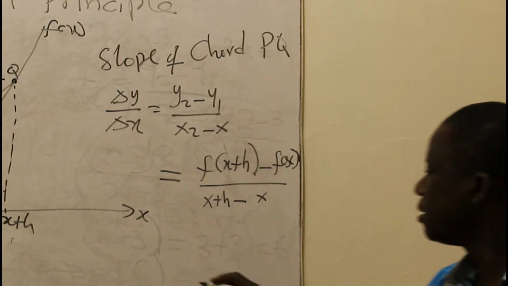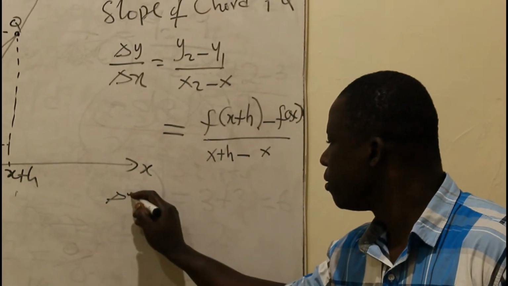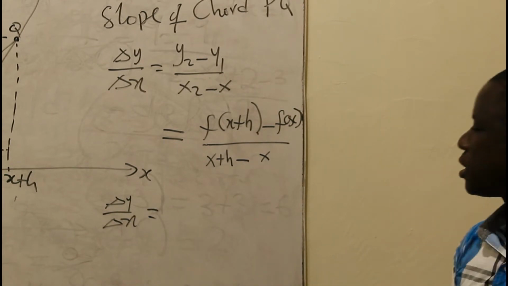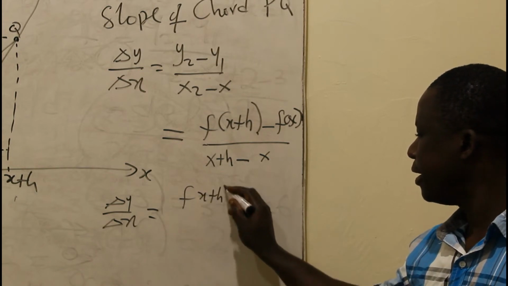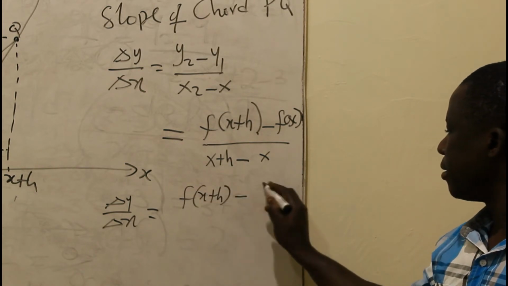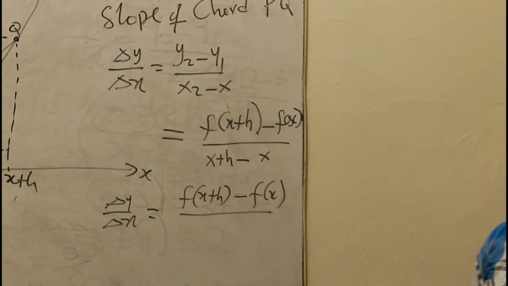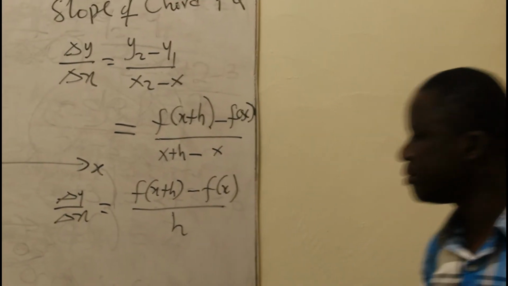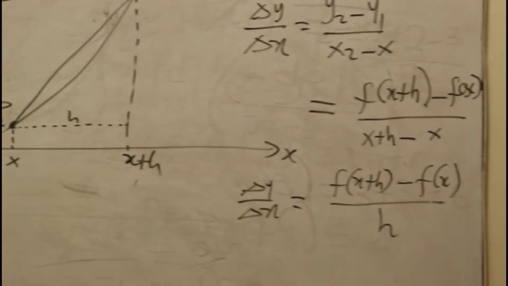So from this, we can say that changing y over changing x, which is the slope of the chord, is now f of x plus h minus f of x. When you check the denominator, they will cancel. And the value here is what? h. So this is the slope of chord PQ.